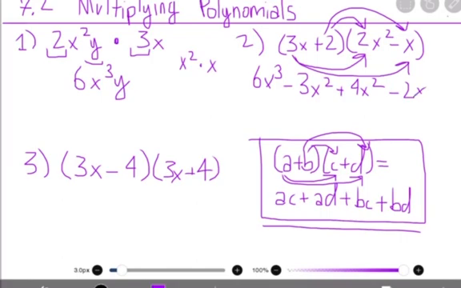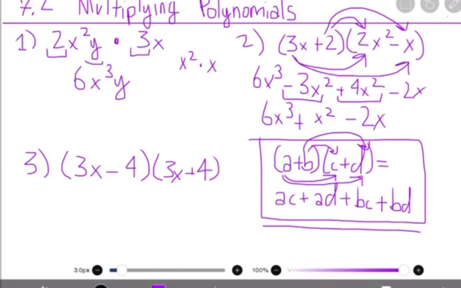And now we can simplify this even further by looking at terms that have the same variable with the same power. So in this case, we have negative 3x squared and 4x squared. So we can combine those, and that will be just x squared, because negative 3 plus 4 is 1. So our final answer will be 6x cubed plus x squared minus 2x.